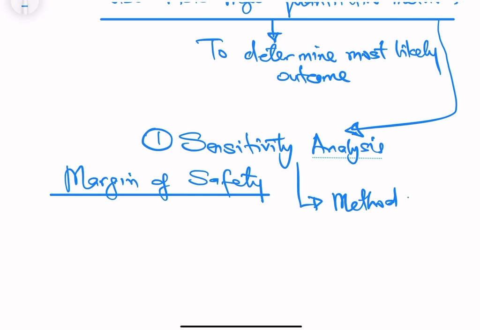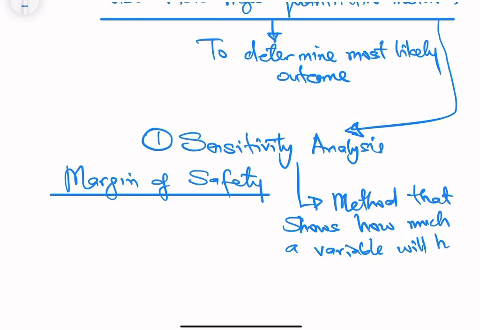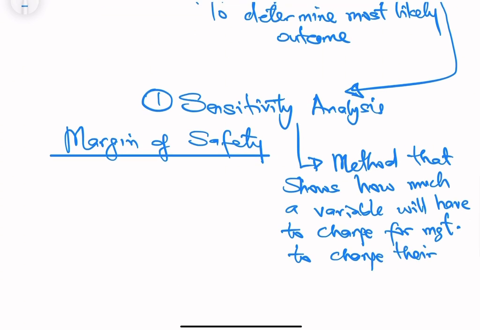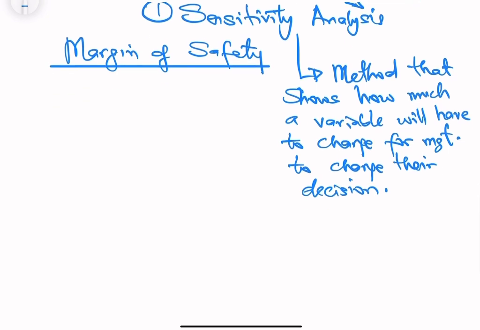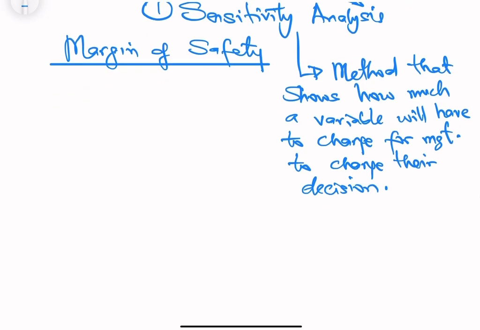So it's a method that shows, let me put it down quickly, how much, that is your margin of safety, how much a variable will have to change for management, that is the company, to change their decision. And that is margin of safety. So we use margin of safety in CVP analysis, remember.